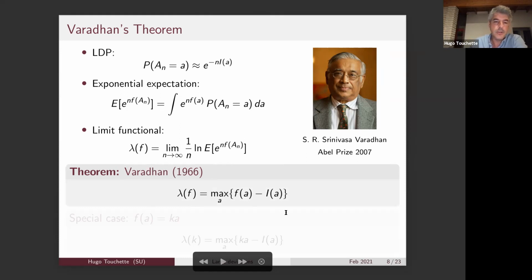What's interesting with this result is that if you take a particular case to be f just kA, so an affine function where k is some parameter, then what you end up with is a kind of log generating function, a cumulative function, being the Legendre transform of the rate function. This is interesting because it suggests that you can have the inverse result as well. You might be able to obtain the rate function as the Legendre transform of a cumulative function. And this is the result I want to present now.